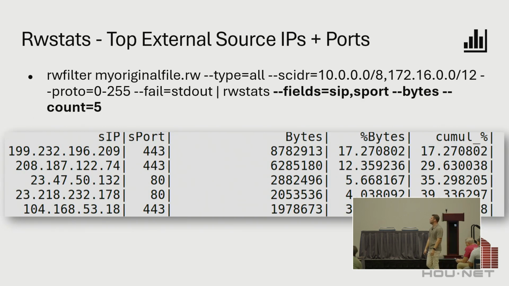We can even take that a step further, same filter, but instead of doing just the source IP as our fields for the RW stats, we're going to do source IP and S-port. We'll look at bytes, and now we have a better picture of what's going on. That 199.232, the source port is 443, and we have 8,700, almost 1 million bytes being sent from that port. So this is our biggest web talker. We can assume that, right, as port 443.